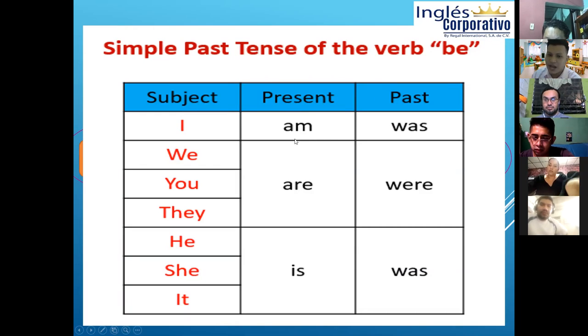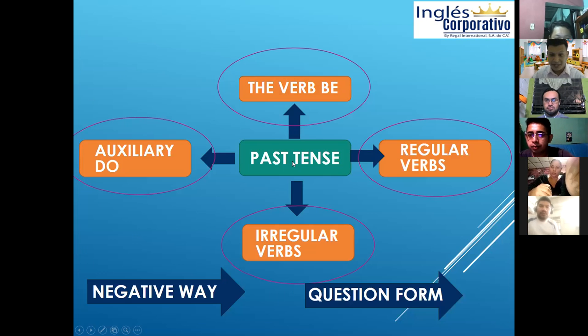We got the simple past tense of the verb be. Basically, this is the verb be, am, are, and is, right? And we're gonna use it according to this subject. I, we, you, they, he, she, and it. And in the past, we're gonna use was, were, and was. Solo tenemos dos, was and were. En presente sí tenemos tres, am, is, are. Okay, keep in mind, we're gonna use for the third person was. Para las terceras personas was y para I, we're gonna use was. For the plural one, we're gonna use were. Yep. Okay, this is just a feedback about this.